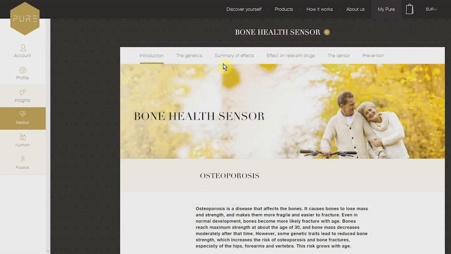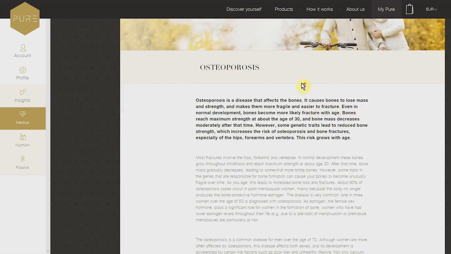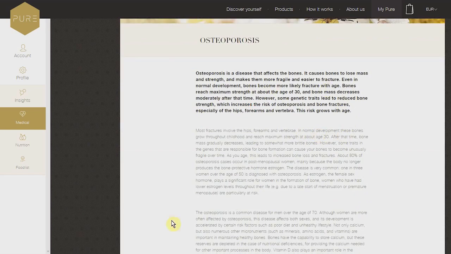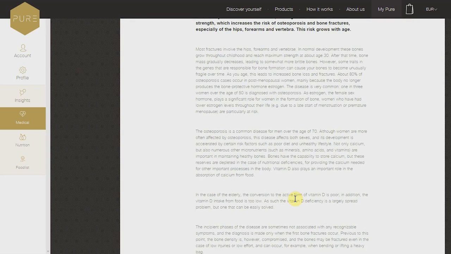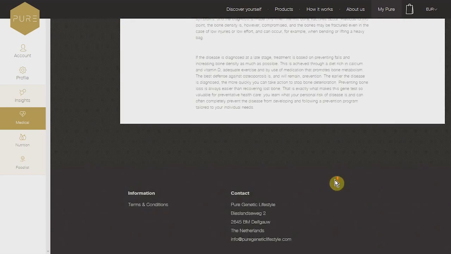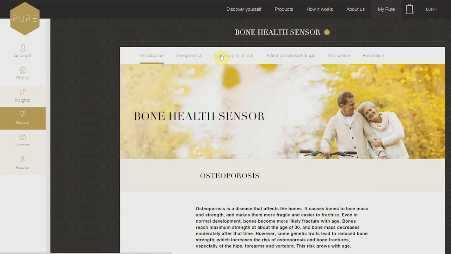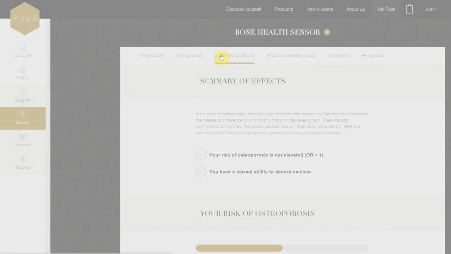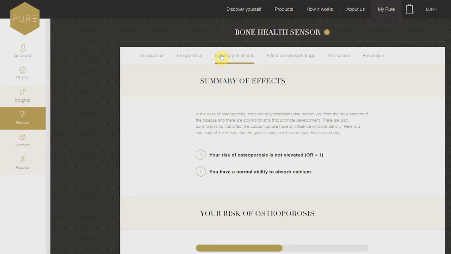The bone health sensor focuses on your risk of osteoporosis, so developing brittle bones with increasing age. And this is also very strongly genetically influenced. So in the introduction section, you can read up on the concept of osteoporosis and how common it is. And if you click on summary of effects, you're going to find some information about your own personal risk.